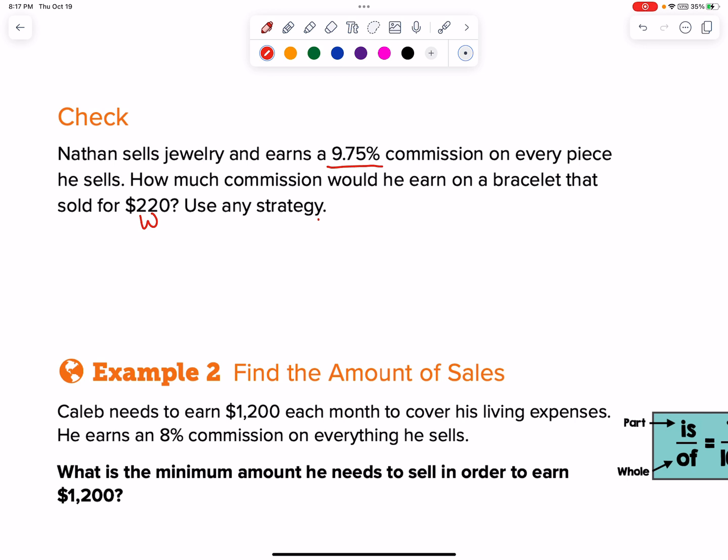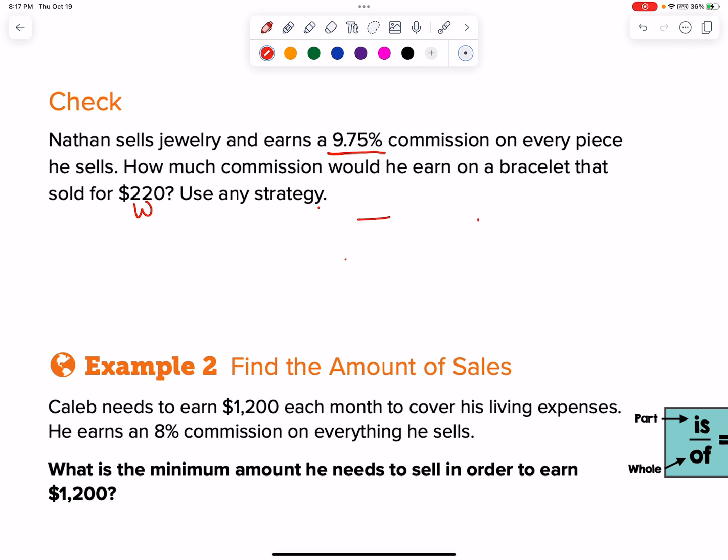Let's set up your proportion just like we normally would. Blank equals blank, and then set it up how you would. 100 on the bottom, 9.75 on top.